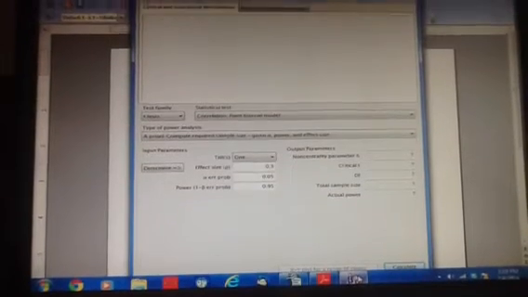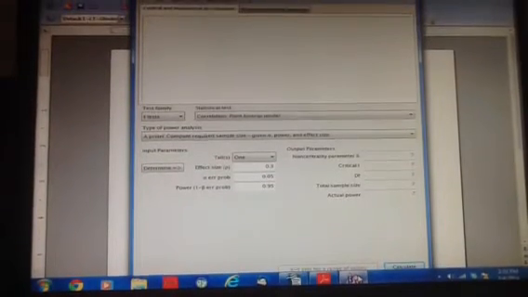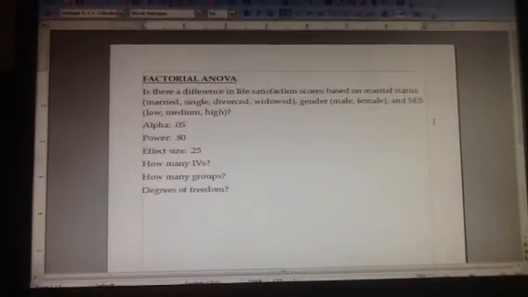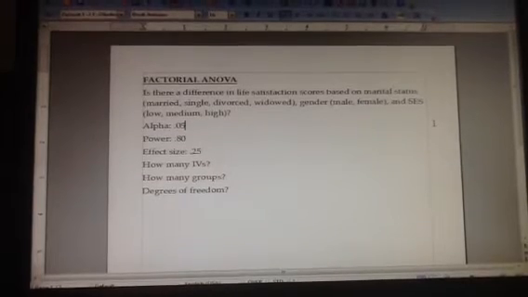Hi everybody. Since we didn't have class, I'm going to do a little example of how to do a power analysis, and I'm going to try to do one that's similar to what you have to do on your assignment. So I created a little example, and this is actually an example from the PowerPoint.